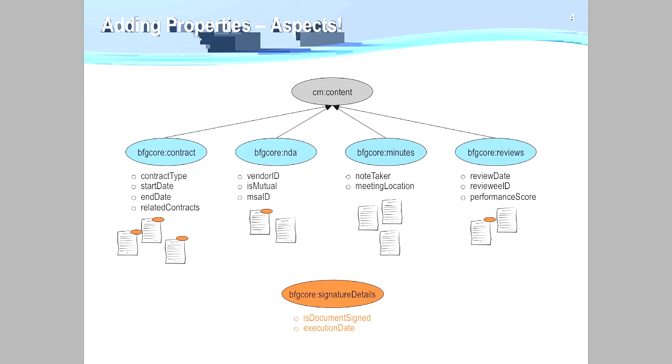The nice thing about this model is you can also get rid of these. So if you want to take a particular instance of a contract or a review later down the line, you can easily remove that aspect from that instance and it will no longer have that property. So that's just a quick look at the benefit of going the aspect route if you need to apply properties that cross-cut your content types in your repository.